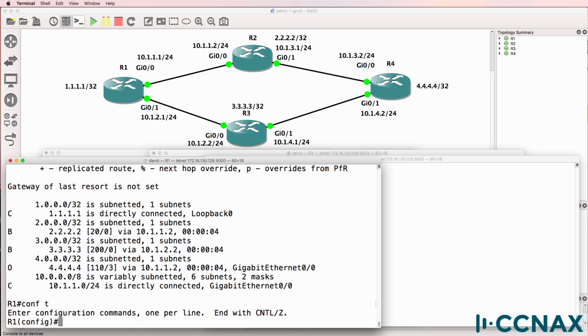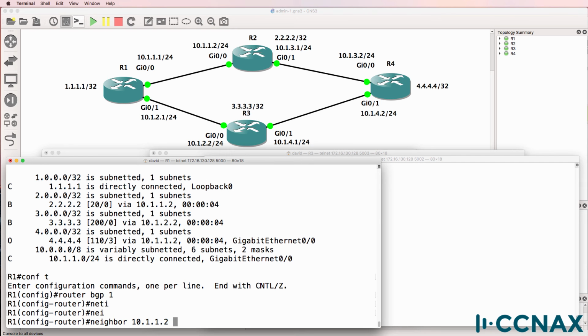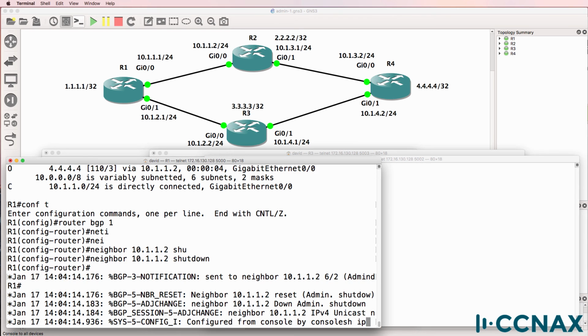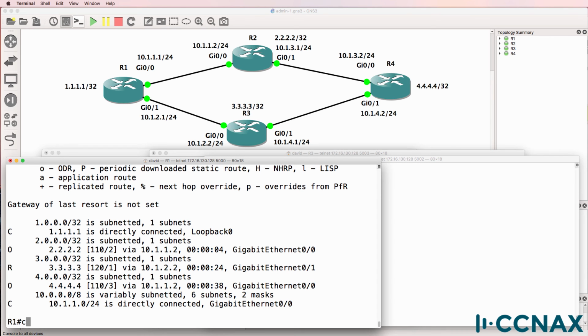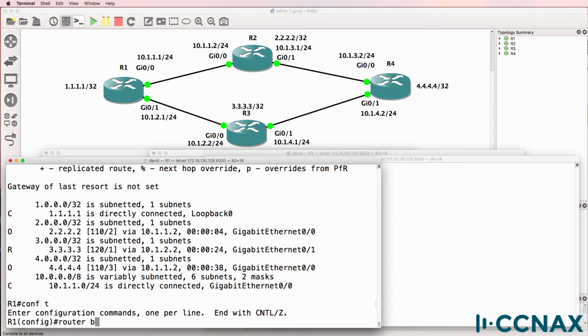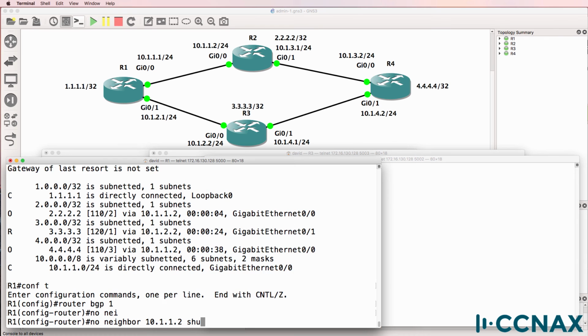If we shut the neighbor relationship down, so neighbor 10.1.1.2 shutdown, what we should see is that the route is replaced by another routing protocol. In this case, it's OSPF. So I'm running OSPF on router 1 and router 2, and router 1 has learnt about that loopback through OSPF. Previously, because the route was learnt through EBGP, the EBGP route took precedence. But now, because we've shut down the neighbor relationship, OSPF is able to add the route to the routing table.